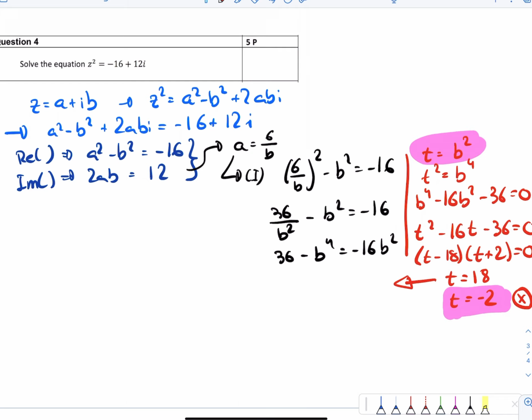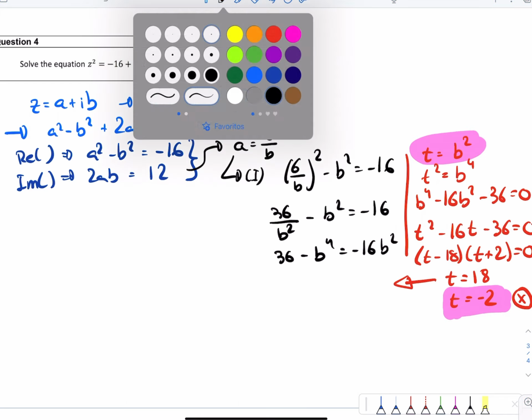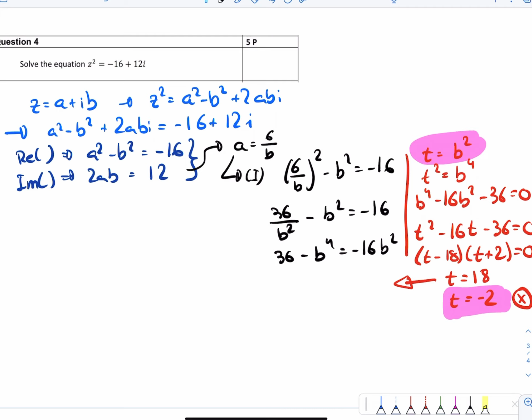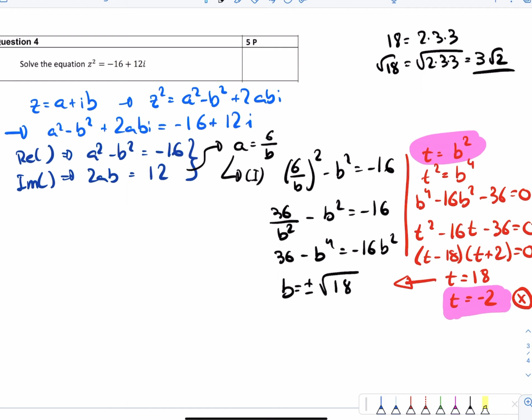So if we undo the change of variable, we will get that b is equal to plus minus the square root of 18. Of course, 18 is 2 times 3 times 3. The square root of 18 is the square root of 2 times 3 times 3, which means 3 root 2. So b is basically plus minus 3 root 2. Good, we've got b.